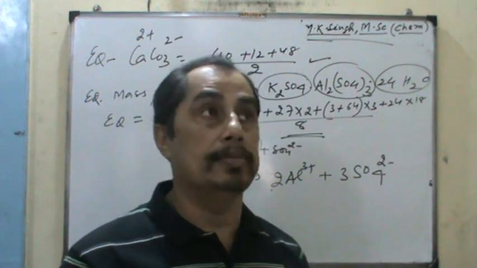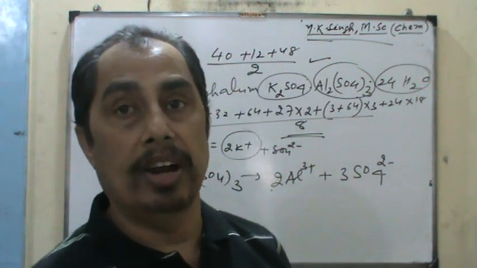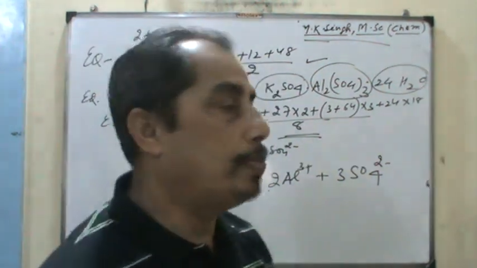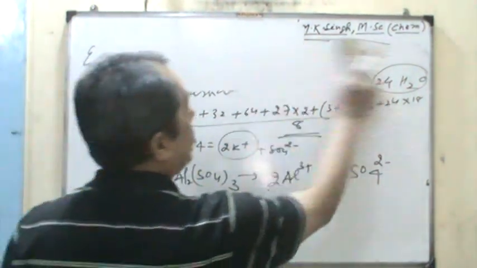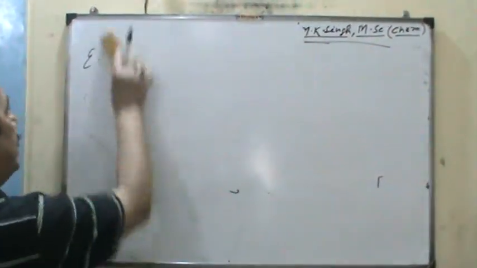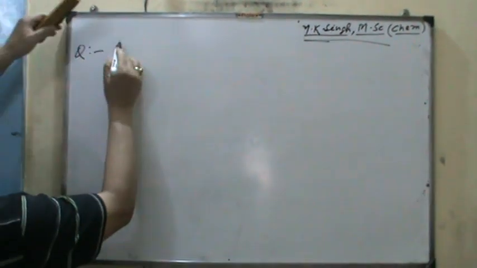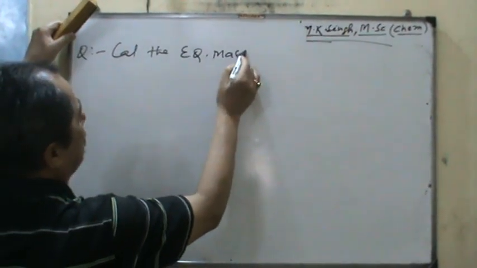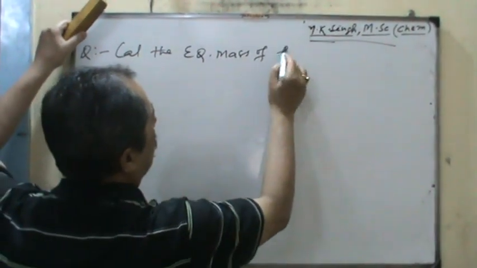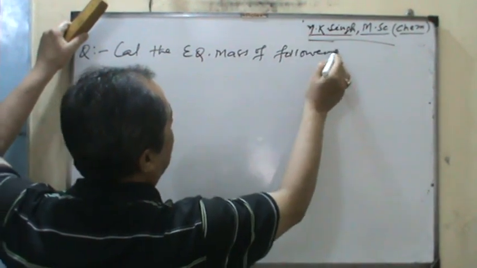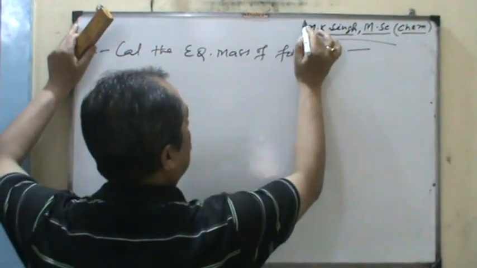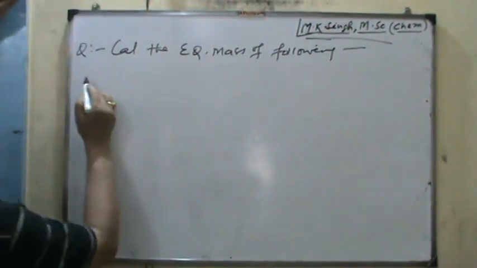So we have done the equivalent mass of acid, base, salt, atoms and ions. Some questions are exceptional so far as equivalent mass is concerned. My dear students, if I take one question: calculate the equivalent mass of the following oxo acid of sulfur, following compound. I give you 3 questions.